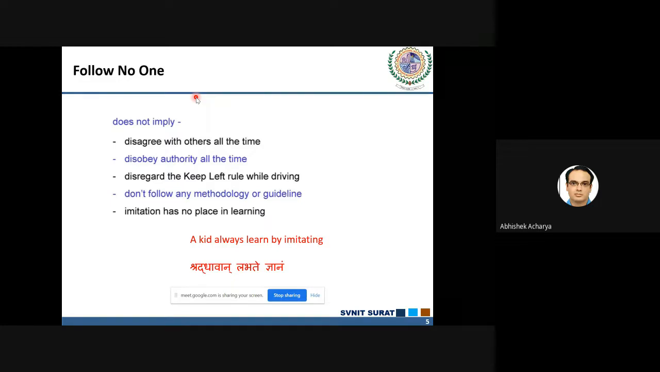The third point is disregarding the keep-left rule while driving. As I have discussed right now, you should obey the driving rules while riding on the roads. Don't follow any methodology or guideline. And the last, which is very important, is that imitation has no place in learning. Okay, this is very important.